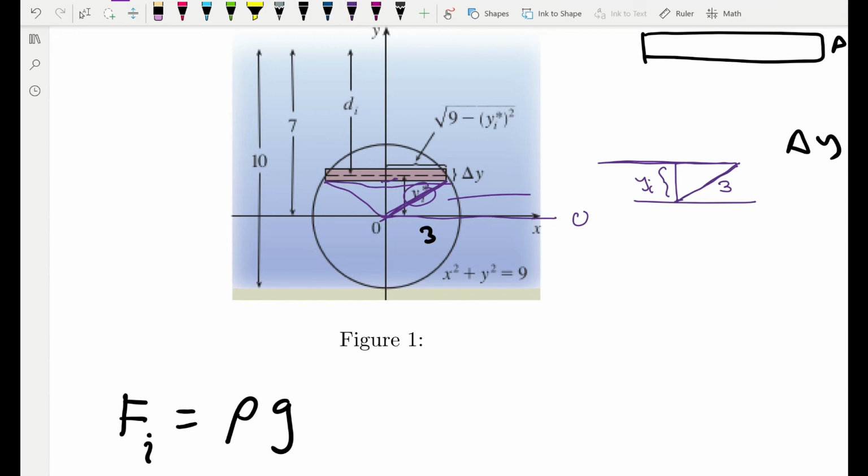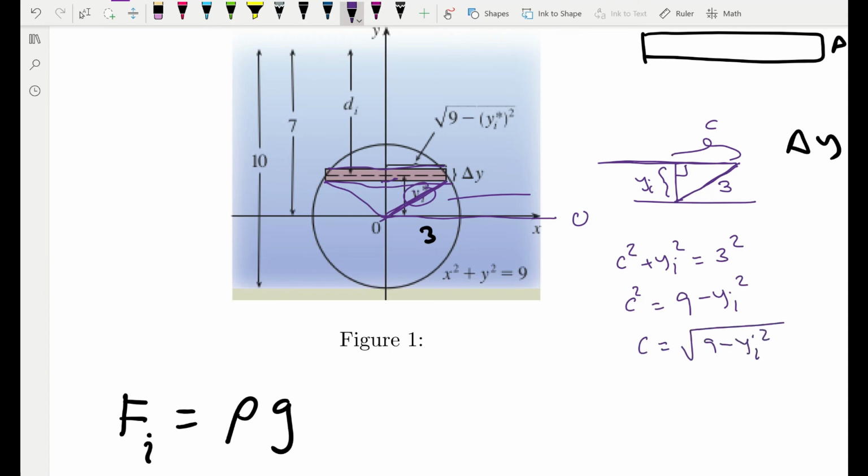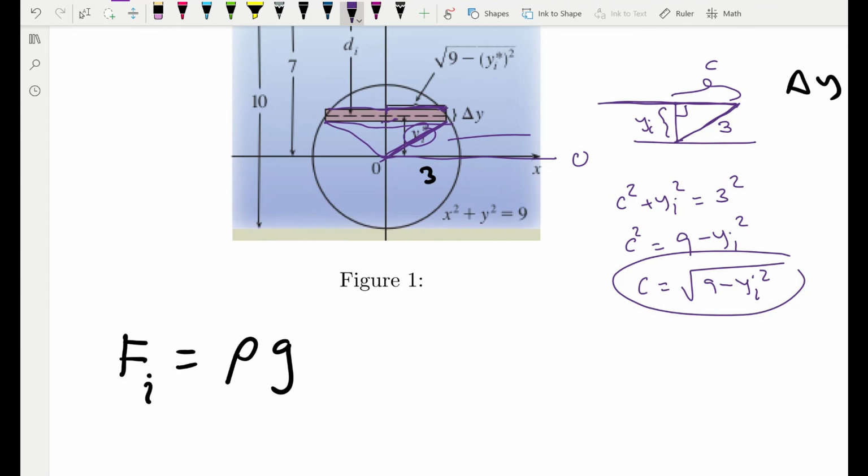So here's an idea. If you want to find the total length of this slice, you can find this half length using the Pythagorean theorem and multiply it by 2, because this is a right angle triangle. If you call this c, then c square plus yi square is equal to 3 square. So c square is 9 minus yi square, so c is the square root of 9 minus yi square. That's the length of half the distance from the center to the end of the circle. If you want the total length, you have to multiply it by 2. So it's 2 square root 9 minus yi square. That's the length of the slice.